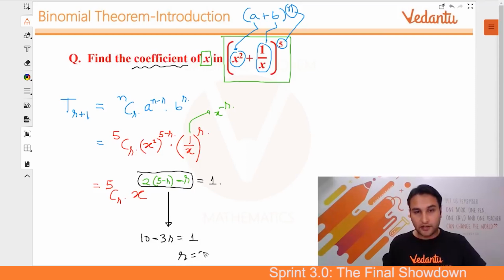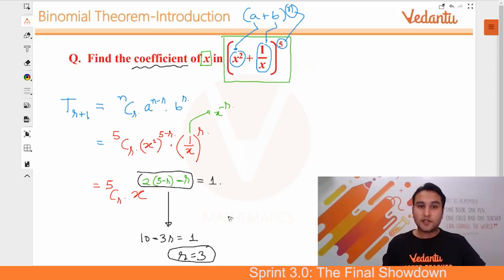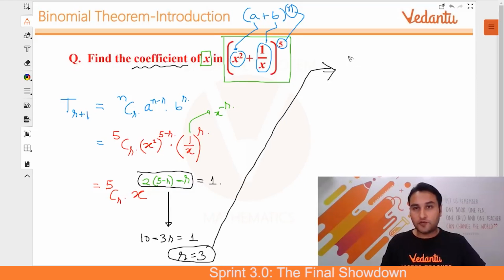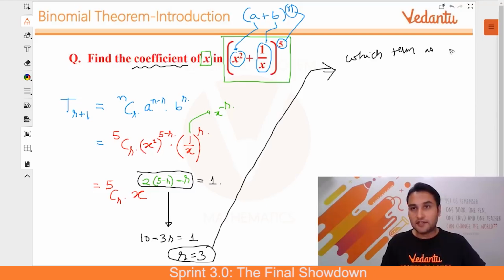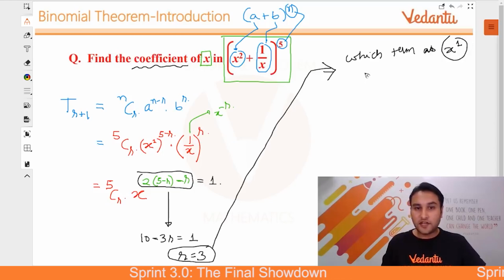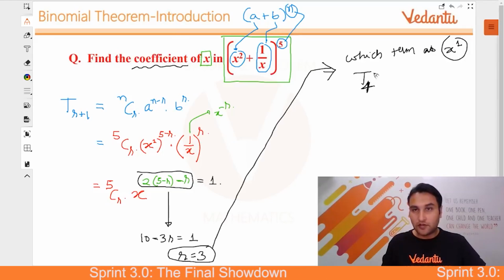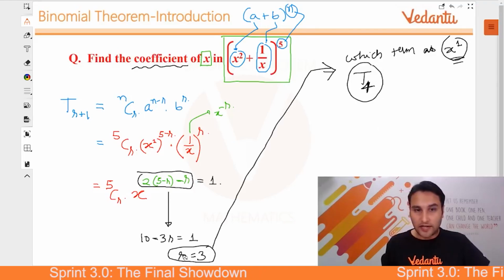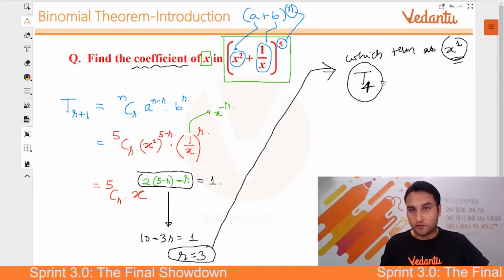तो आपका r कितना आएगा? 3. r will come out to be 3. Implies which term has x की power 1, or which term has x? You will say the fourth term will have x की power 1 in it. Okay, because r is 3, so term कितना हो जाएगा? r plus 1, fourth term.